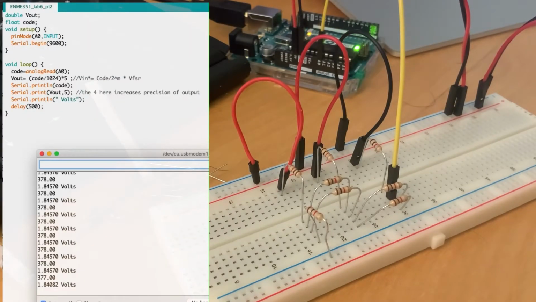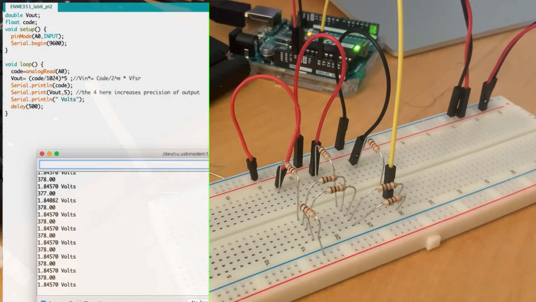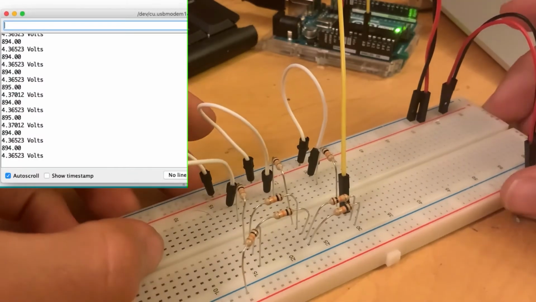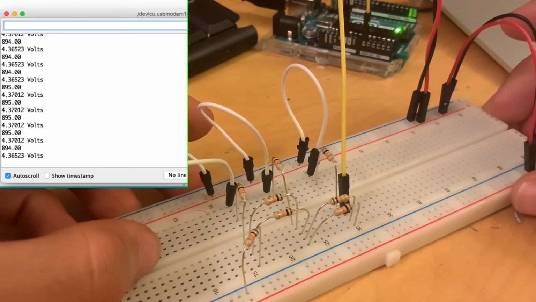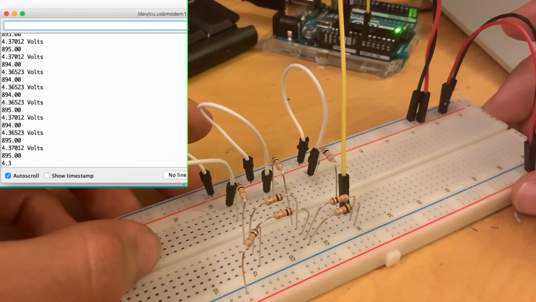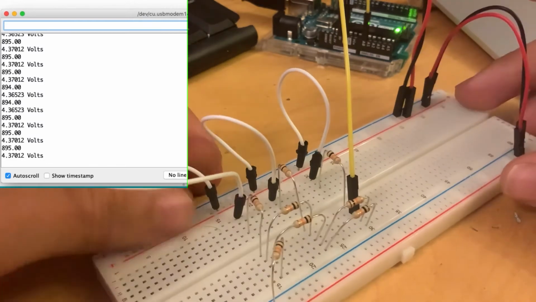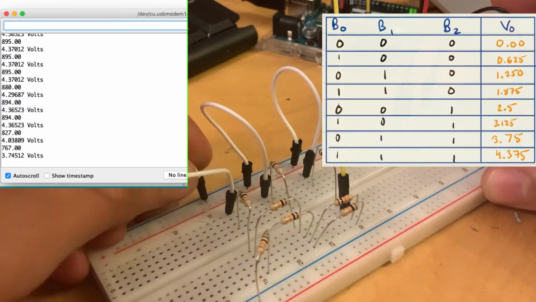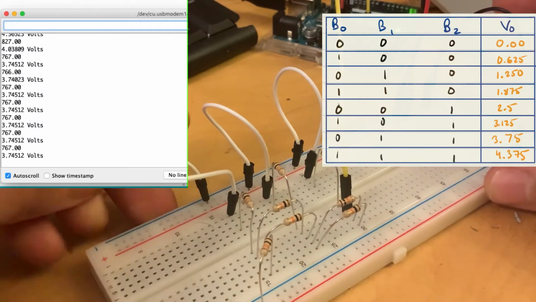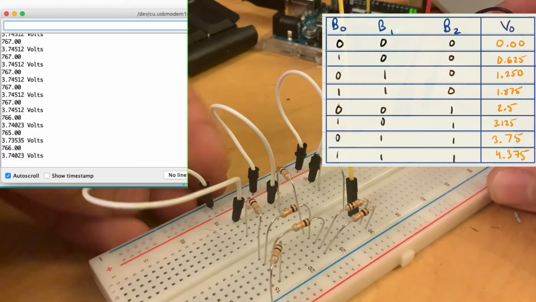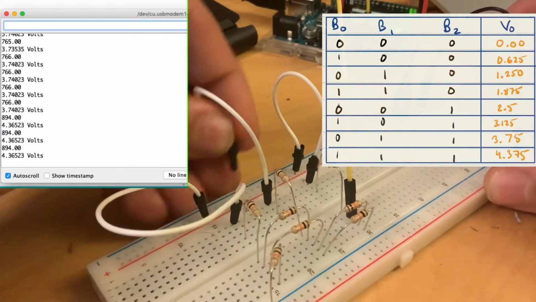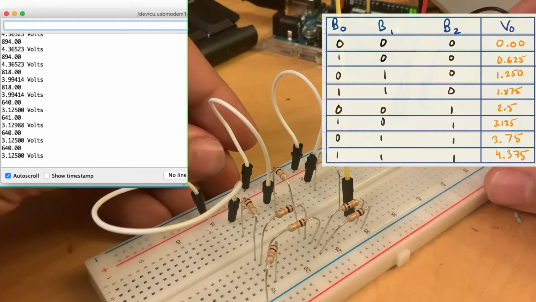Okay, here I'm going to demonstrate the R2R 3-bit DAC. I made it with 2R being a 1K resistor, and then R being 2 of those resistors in parallel. So here is 111, and we're reading a fluctuating value of 4.37. Here is 011, we're reading 3.745. Very close again. Here is 101, we're reading 3.125.